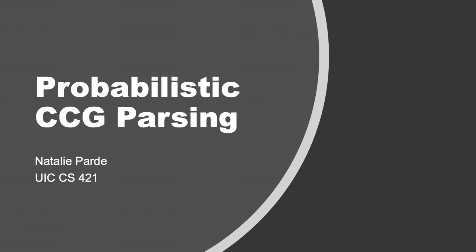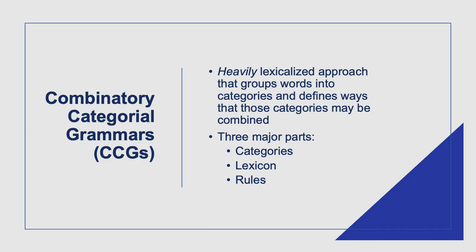In this video, I'll cover probabilistic CCG parsing. I'll start out by describing combinatory categorial grammars in general, followed by a brief discussion of ambiguity in CCGs. Then I'll close by talking about some parsing frameworks that can be used to produce CCG parses.